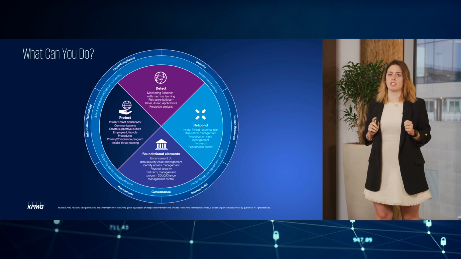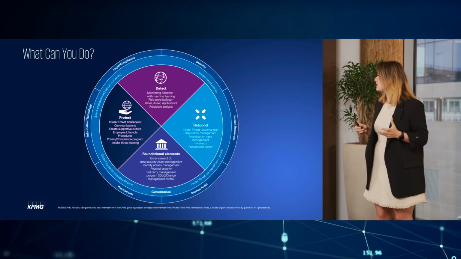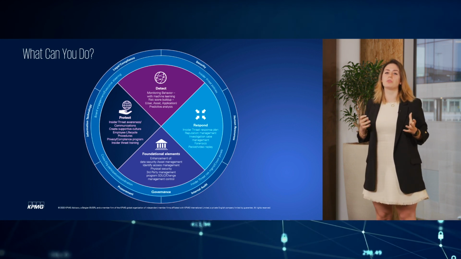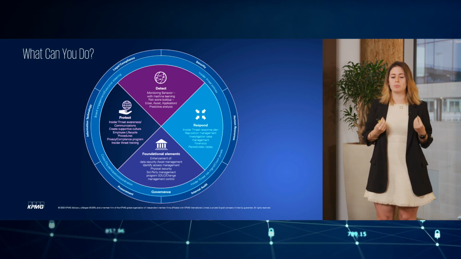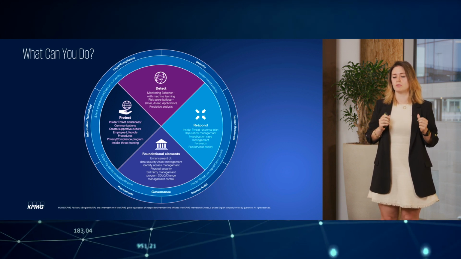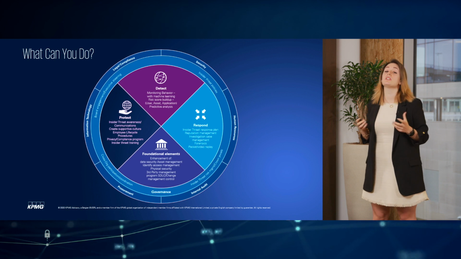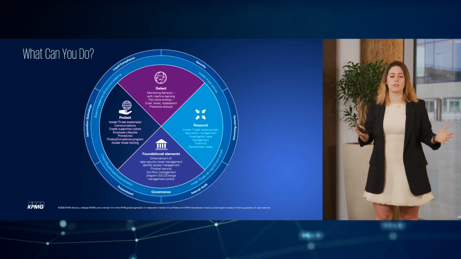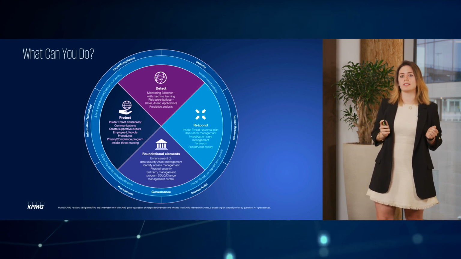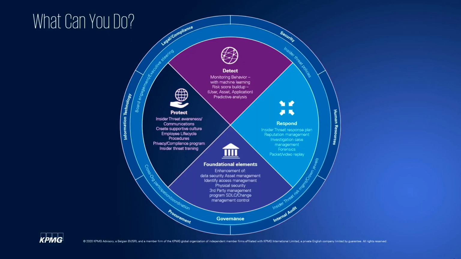One of them is foundational elements. The foundational elements are here to really help you improve and enhance the foundational process and procedures that are needed to manage insider risk. These could be such as third-party management, physical security, or privileged access management. A second domain is protect. Protect is all about preventing risks from happening. This can be through communication, awareness, policy and procedures, or other.